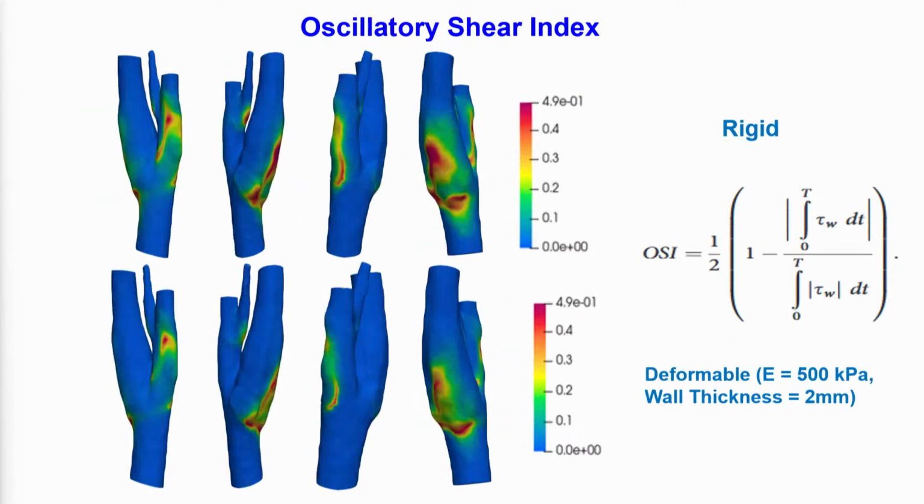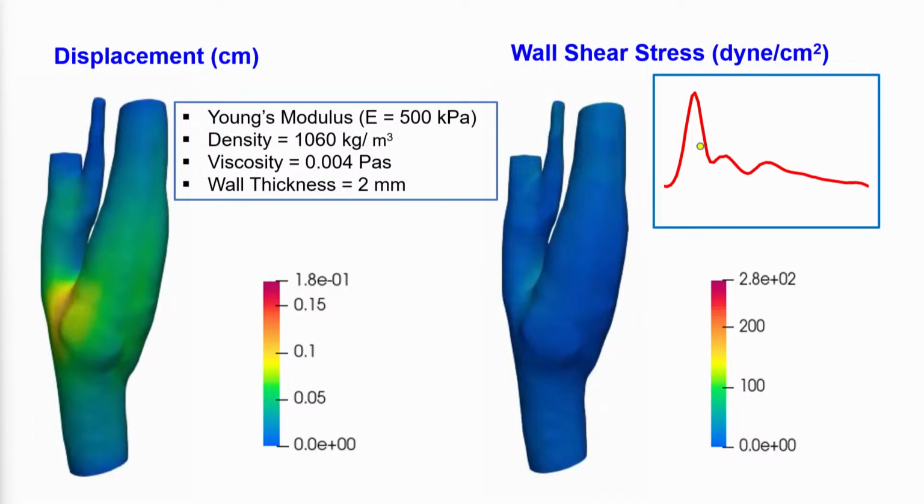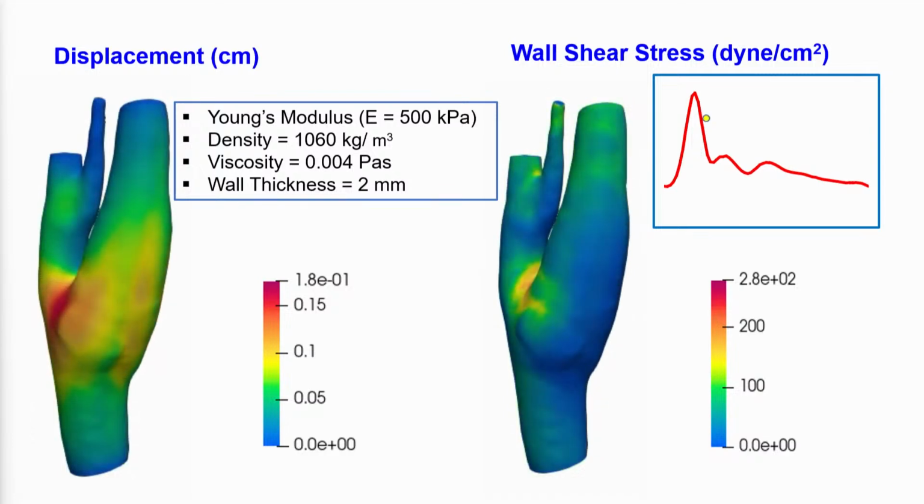So, this is the oscillatory shear stress, and this is how you calculate it. Why is this very important? Because this gives a value of the shear stress averaged over the time period, and that is very important because at every instant it is not important. And then you have this displacement and wall shear stress. So, that is how you impress a doctor. All these simulations, these animations going on, and with these properties.